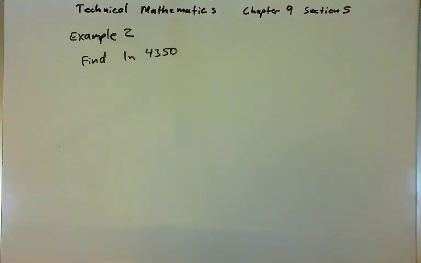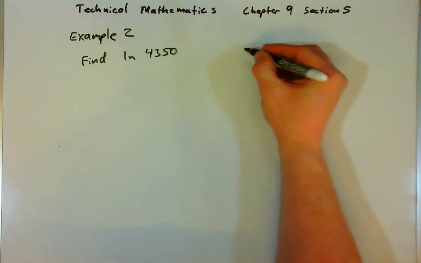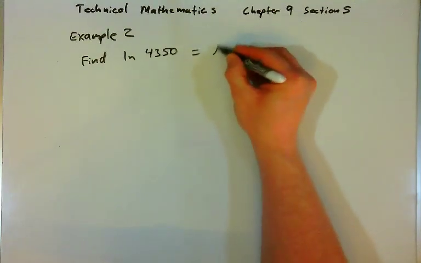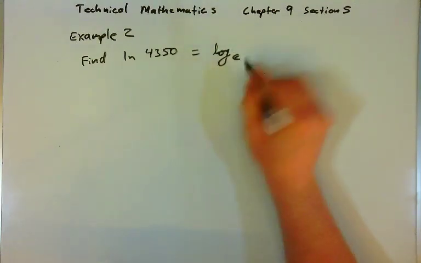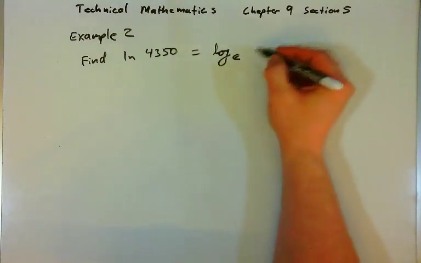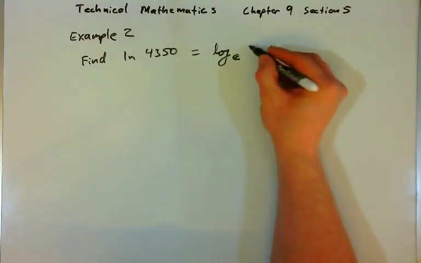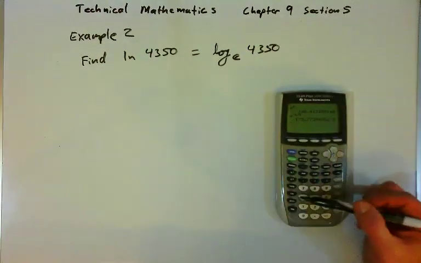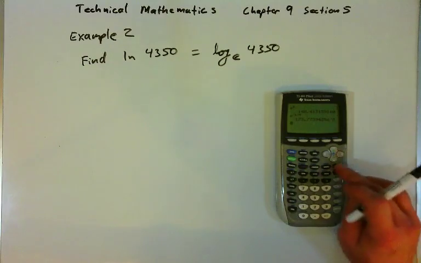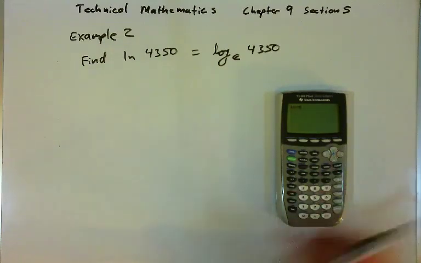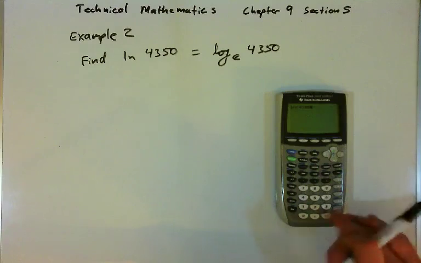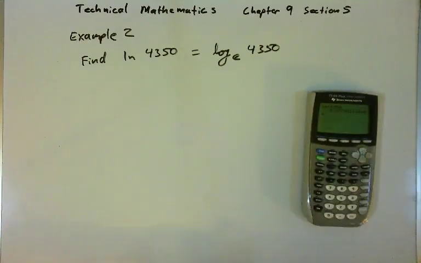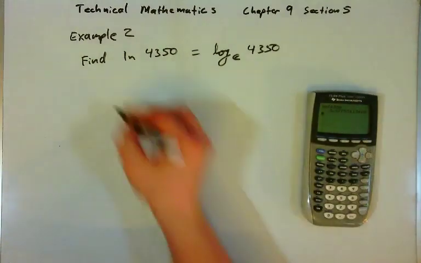This is example 2. It says find the natural logarithm, abbreviated LN, of 4350. And so the natural logarithm means that we are taking the log where the base is e, Euler's number, and we're taking the log base e of 4350. And so on your calculator, where you see your LN button, that means the natural logarithm. And so we'll just type in LN, and then type in 4350, and press equals, and we get 8.378.